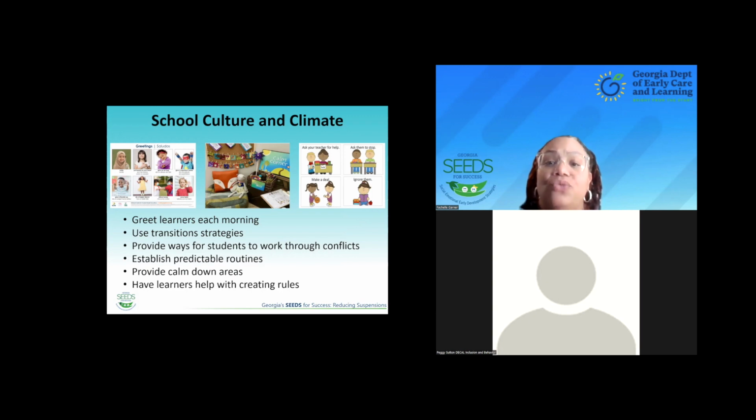Establishing predictable routines. Arrival time is a great time to start each child and family's day off in a positive way. Having a predictable routine for each part of the day helps children feel safe and trust their environment. Have learners assist in the development of classroom rules and expectations. Provide areas for children to learn how to regulate their emotions and activity levels.